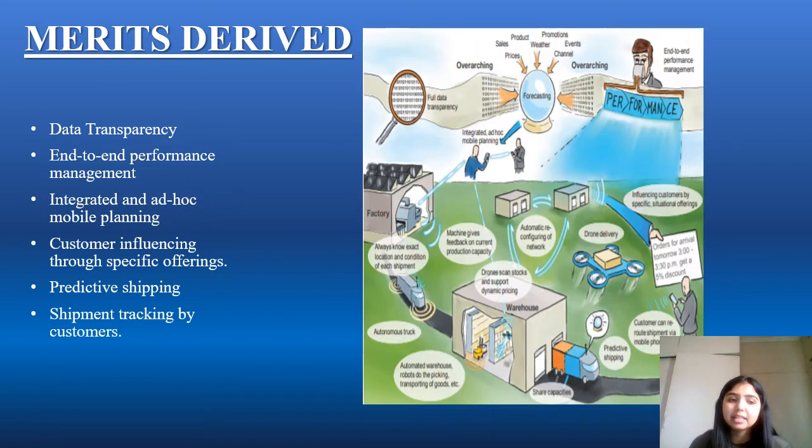We have a number of merits that we derive from supply chain 4.0. There is proper data transparency. We have predictive shipping. The customers are able to track their shipment as well because they have a current system available where customers can easily track where their order is and when it's going to be delivered. So it is a very important part of supply chain 4.0 nowadays. And we have an integrated and ad hoc mobile planning system as well in this.